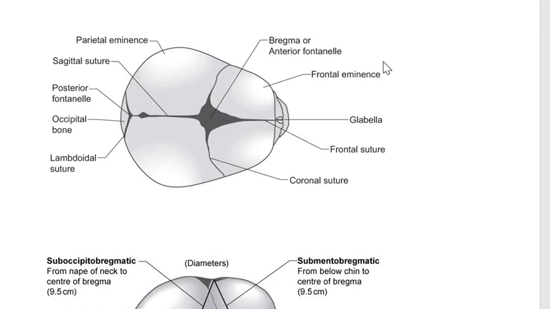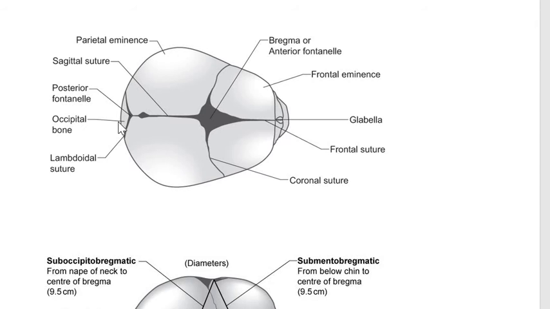You should have a very clear idea about the fetal skull. This is the bregma or anterior fontanelle where the 4 bones are meeting. It is diamond shaped, and the posterior one is where the 3 bones are meeting. It is the smaller one, and this is triangular in structure.